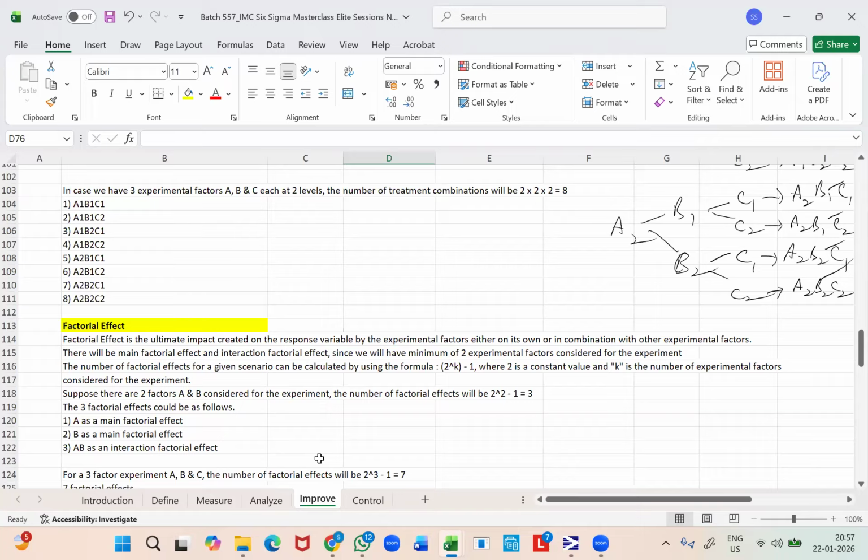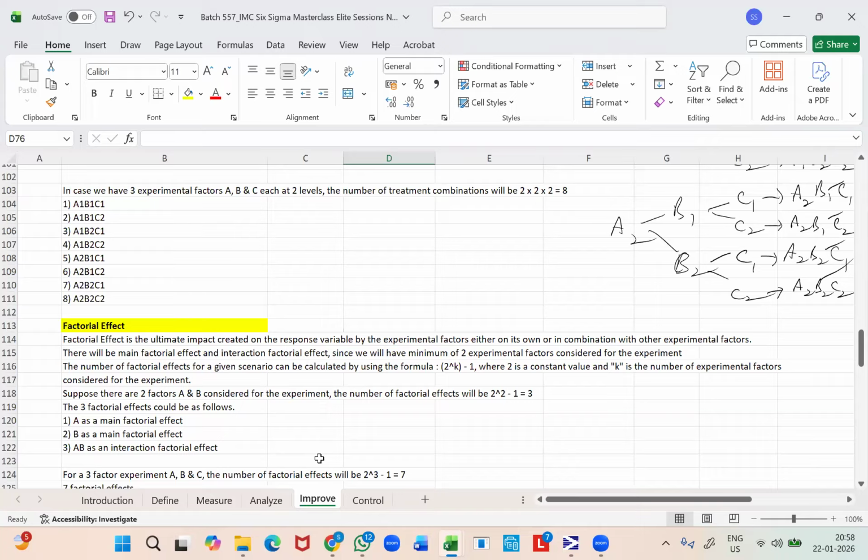So production center A, production center B, production center C. These three will be the three levels for production center. So in that case, we will have only one factorial effect which can be validated. But here for design of experiments, since we need to have a minimum of two experimental factors, for a two experimental factor scenario, we will have three factorial effects which can be validated.